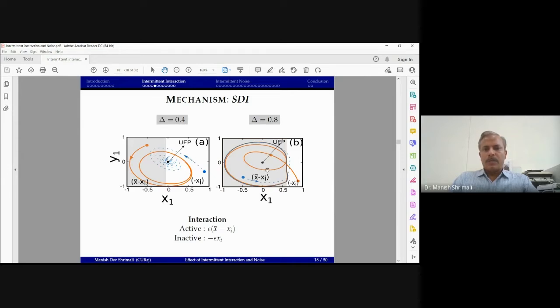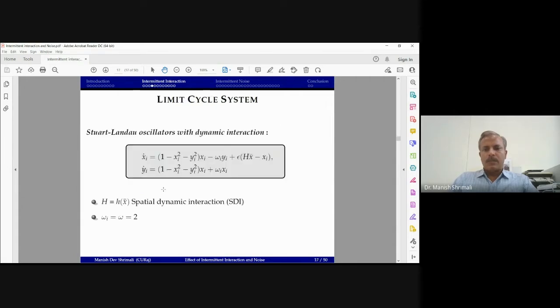If you look at the left hand side figure, you have delta equal to 0.4. That means 40% of the state space is the interaction active region, and 60% of the state space is the inactive region. As we have considered, the function h, which is state space dependent, is multiplied with the mean field. When h is 1, it is the mean field interaction, and when h is 0, it is negative feedback which is given to the system.